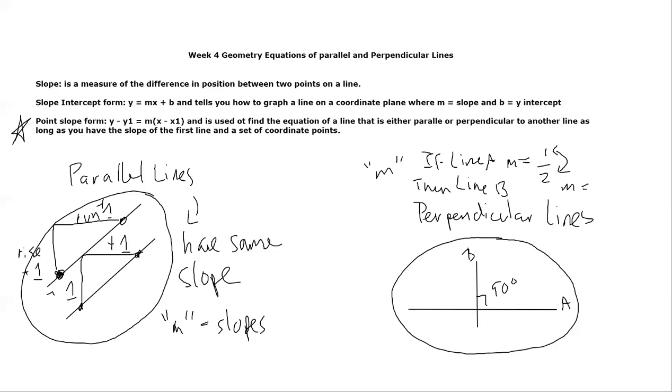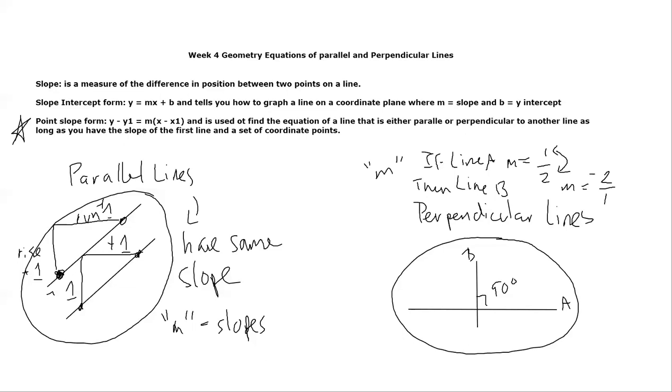So if line B is perpendicular to line A, then its M value, its slope, becomes 2 over 1, and the sign switches. Since line A has a positive slope, then line B has to have a negative one. If line A happened to have a negative M value, then line B's value would be positive. And the fractions are always going to switch places.